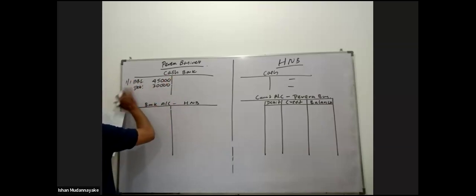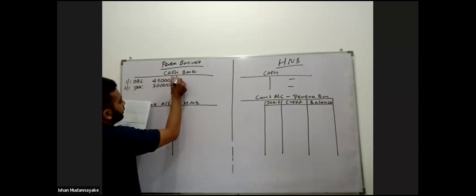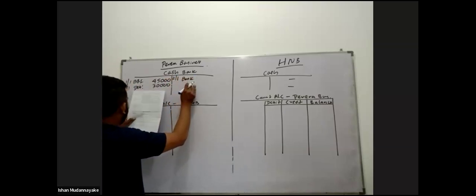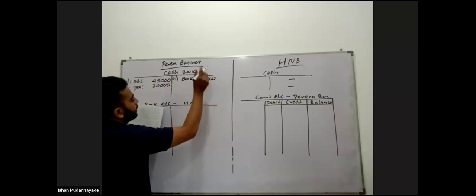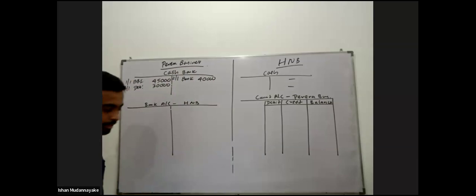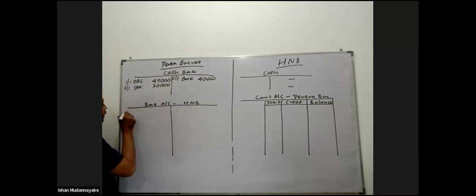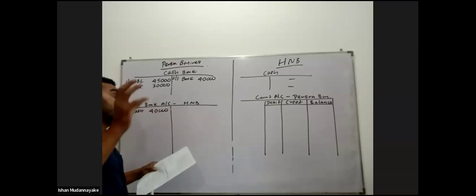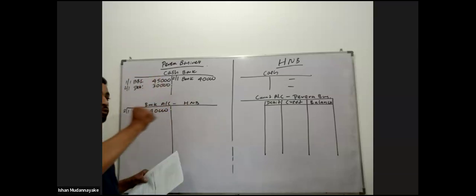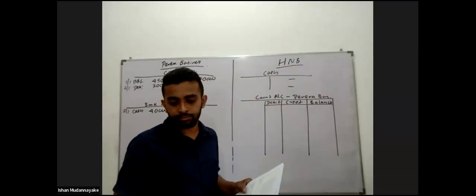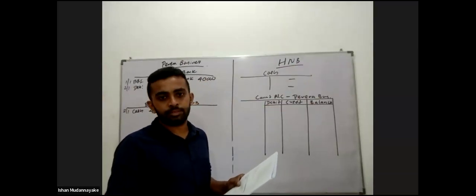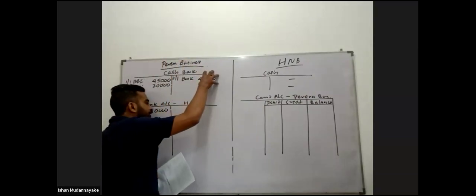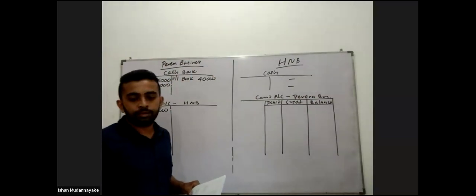Cash book credit, 2nd January, bank 40,000. And then bank account debit 2nd January, cash 40,000. Here cash is outflowing. The business organization deposited 40,000 in a commercial bank, HNB bank, to open a current account. So cash book credit 40,000, bank account debit 40,000. They deposited 40,000 in the current account.